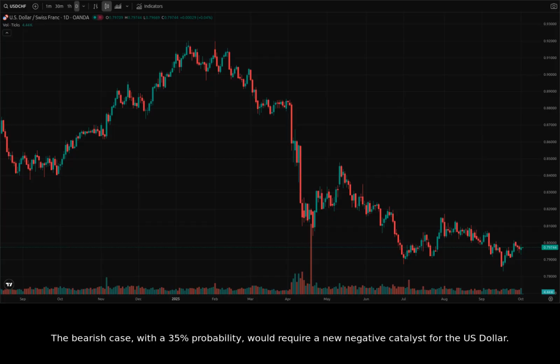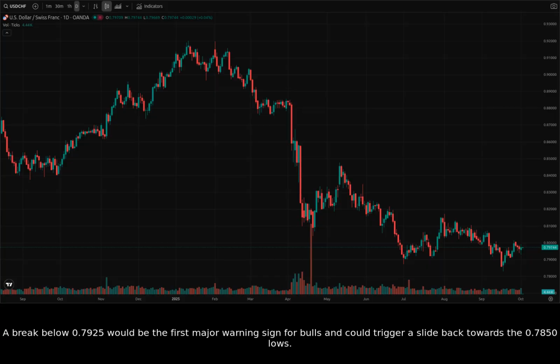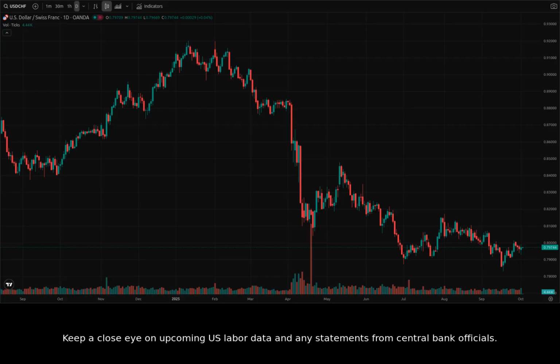The bearish case, with a 35% probability, would require a new negative catalyst for the U.S. dollar. This could come from a disastrously weak non-farm payrolls report or renewed political turmoil. A break below 0.7925 would be the first major warning sign for bulls and could trigger a slide back towards the 0.7850 lows. Keep a close eye on upcoming U.S. labor data and any statements from central bank officials. That's our analysis for today.